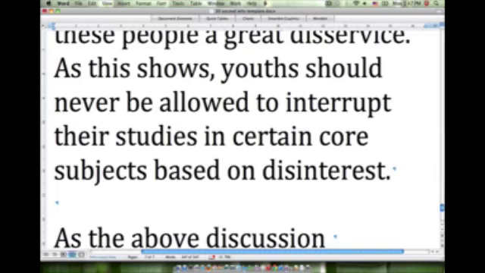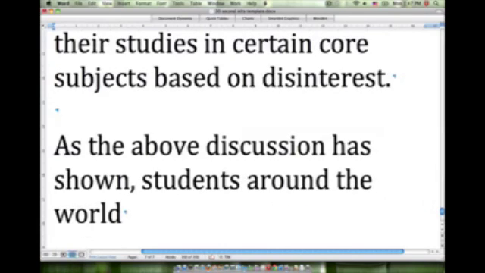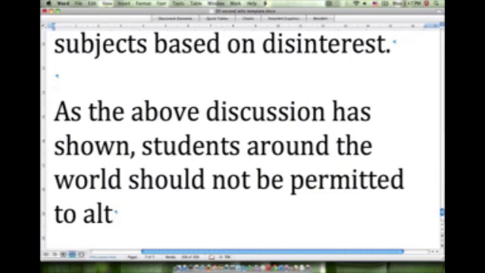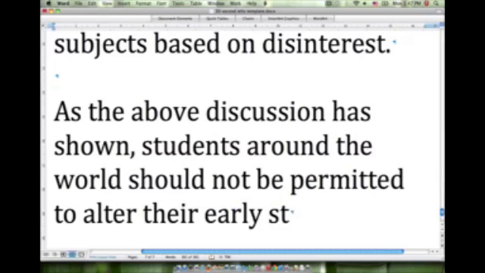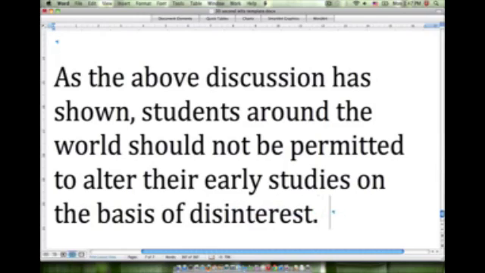So as the above discussion has shown, students around the world should, we'll say, not be permitted to alter their early studies on the basis of disinterest. And now let's conclude with a hope.